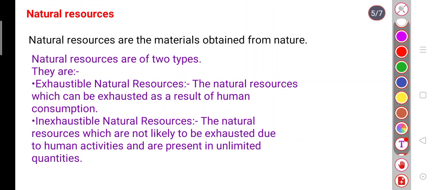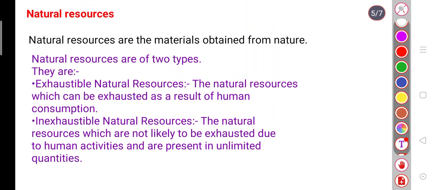On the basis of their availability, natural resources can be broadly divided into two categories. What are they? They are exhaustible natural resources and inexhaustible natural resources. Exhaustible natural resources are the non-renewable natural resources, and inexhaustible are the renewable. So we will talk about this now.